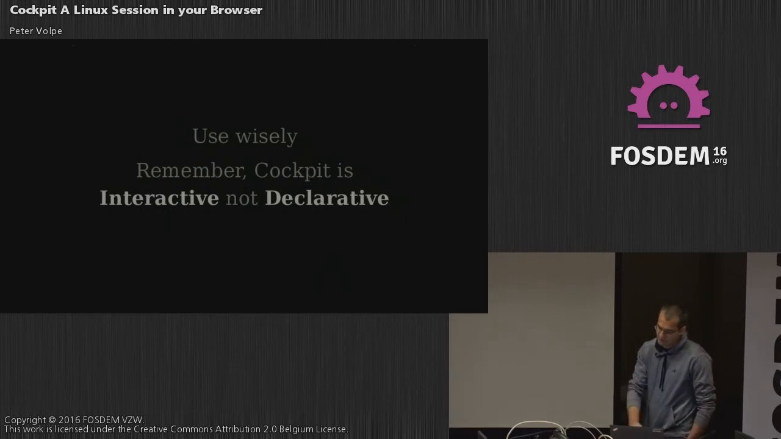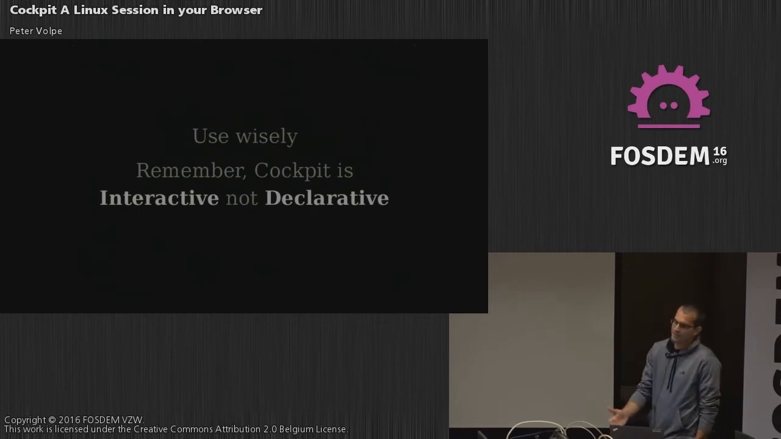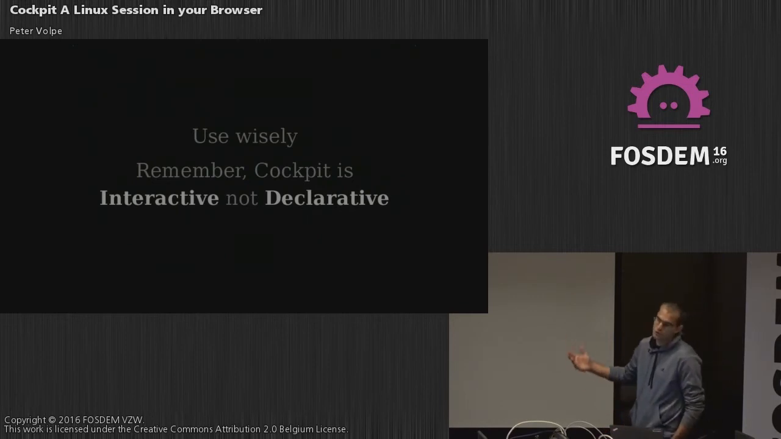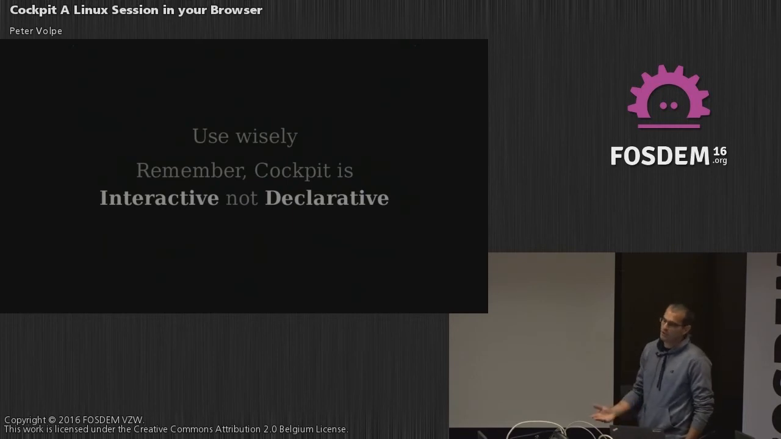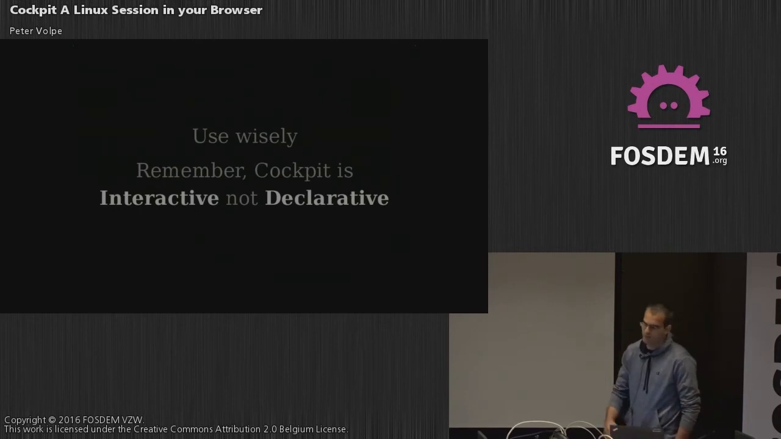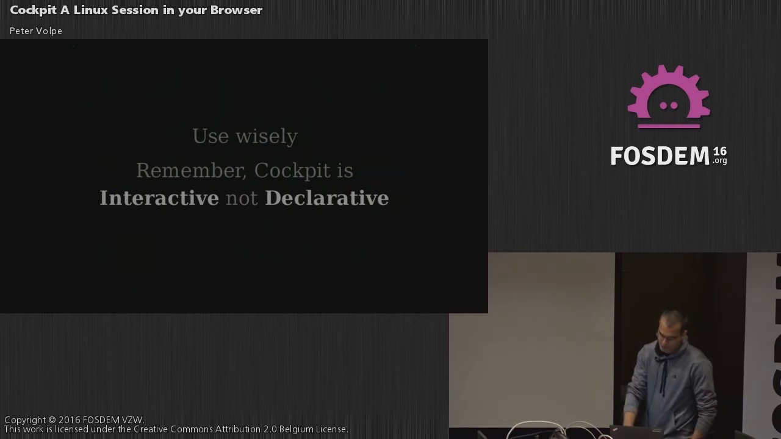Cockpit is about being interactive, which means that you want to look and inspect your system, see what's going on, discover what's available and what's not, and maybe you'll change some configurations and see how things are going. But it's not about declaring what things should be. Sometimes the use cases might overlap, and you might want to use a tool like Cockpit to inspect a server that was initially provisioned by something like Satellite or Ansible or something like that. But generally, they're two different use cases.